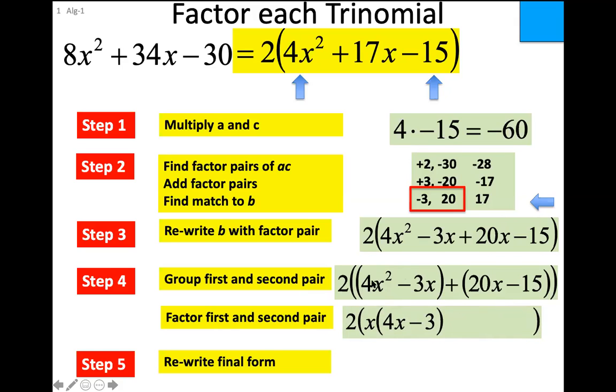I'm just going to write an x. What times x is 4x squared? 4x, because x times 4x is 4x squared. What times x is negative 3x? Negative 3. X times negative 3 is negative 3x. On the second one, there will not be an x to pull out, but there will be, in this case, 20 and 15, a positive 5. If we pull a 5 out, 5 times 4x is 20x. 5 times negative 3 is negative 15.